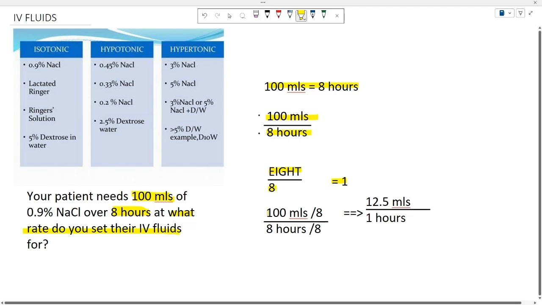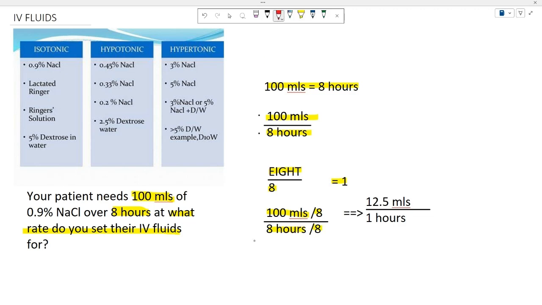So right here, I already know how much fluid I'm getting over 8 hours, right? I'm getting 100 milliliters over 8 hours. I want to know how much I'm getting per 1 hour. Well, if I divide 8 by itself, it doesn't change anything, right? Remember, this is a fancy 1. It doesn't change the fact that I'm still getting 100 milliliters over 8 hours, right? But when I divide 8 by itself down bottom, any number by itself becomes 1. So I figured out what's going on in 1 hour. And so when I divide 100 by 8, I get 12.5.